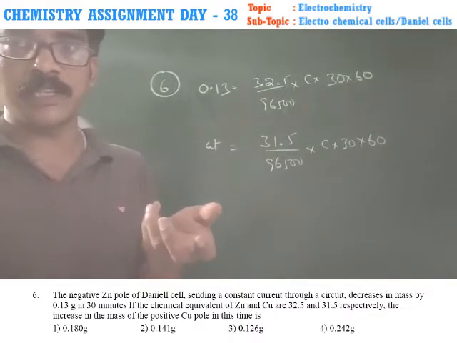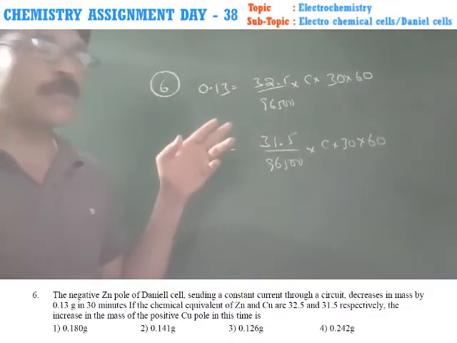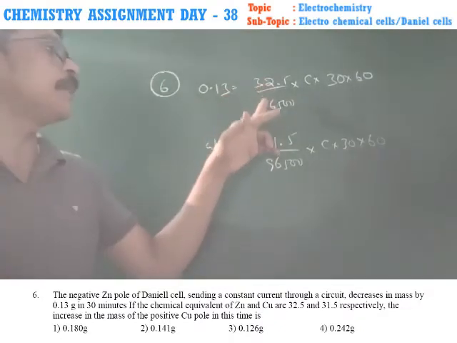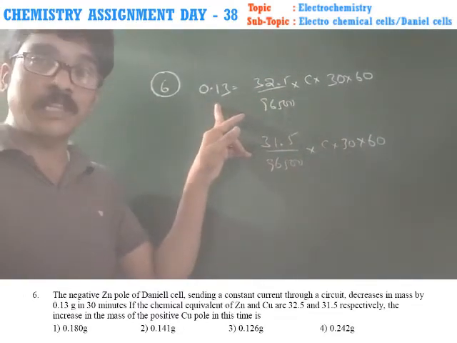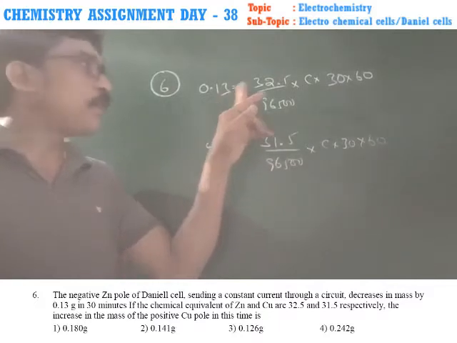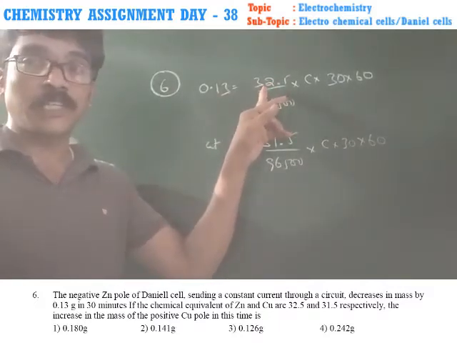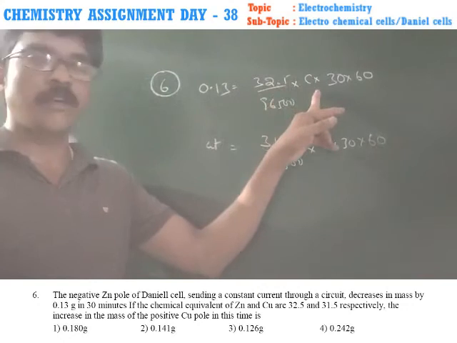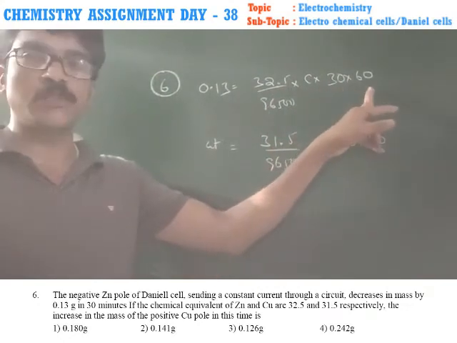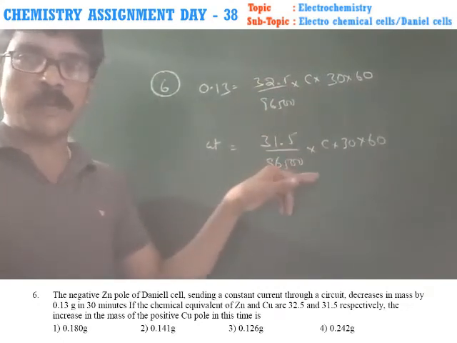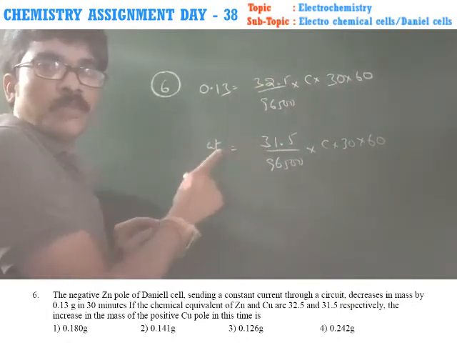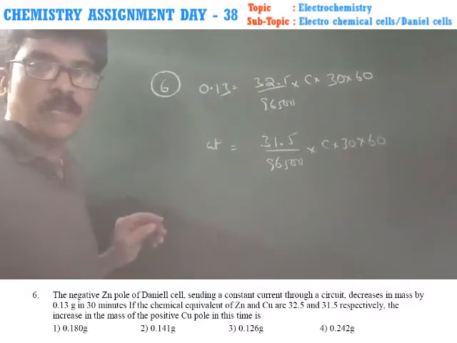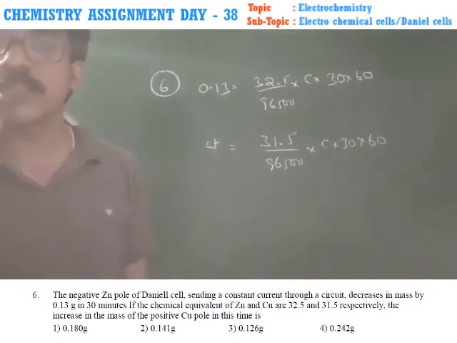How much mass increases? This can be calculated by the formula W is equal to E by 96,500 into C into T. Here W is given 0.13 for zinc, whose equivalent weight is 32.5. C is how much? 30 into 60. The same current is passed through the copper whose equivalent weight is 31.5. Then how much weight increases? By our calculation, we got the third option.